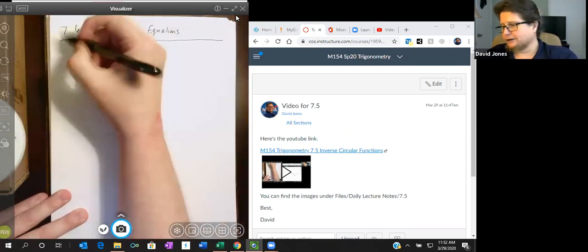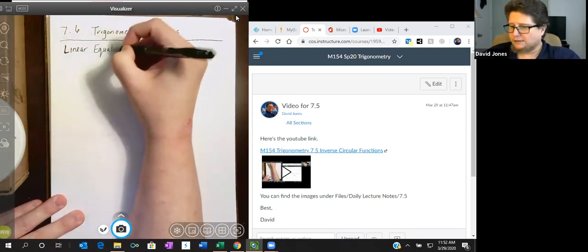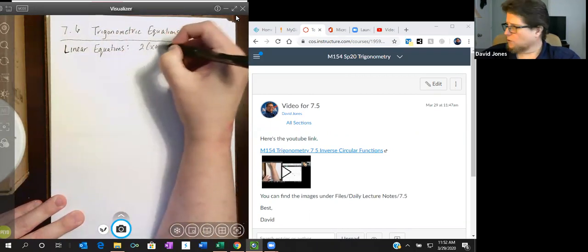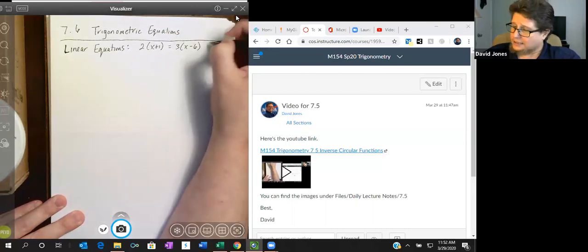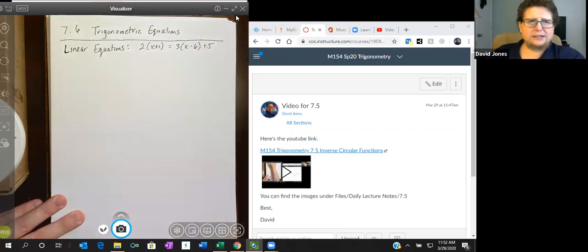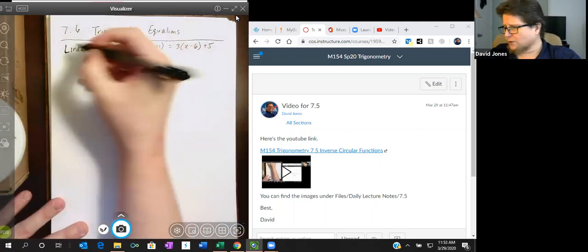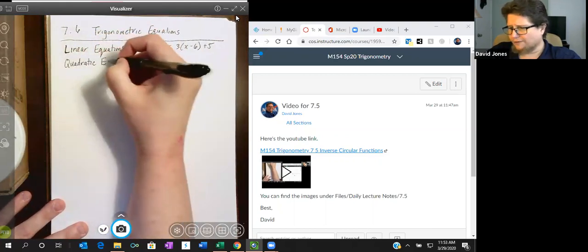In algebra, we had linear equations. Linear equations were kind of like 2 times x plus 1 equals 3 times x minus 6 plus 5, something like that. Single variable, exponents to the first power. We could have two variables, they still make a line, like y equals x is a line. Then we had quadratic equations. But right now we're just looking at equations where there's no y variable.